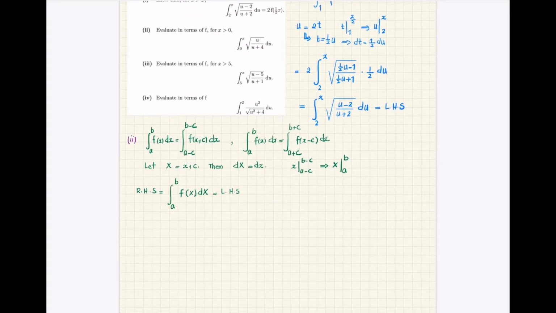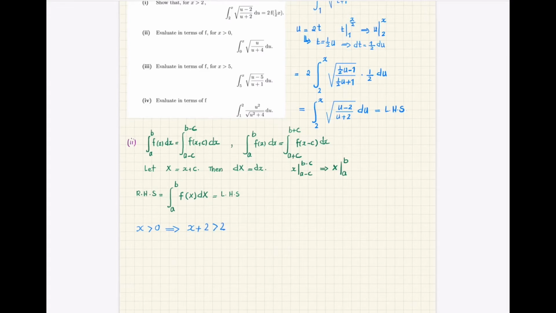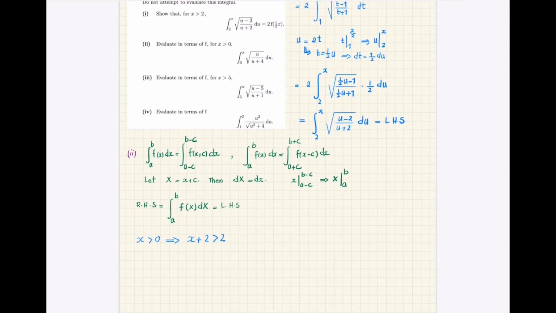Okay, in this problem, let me now change my color to the main color. So here I am given that x is greater than 0, so this implies that x plus 2 is greater than 2. And then you see that this formula works if the number that I put here is greater than 2.